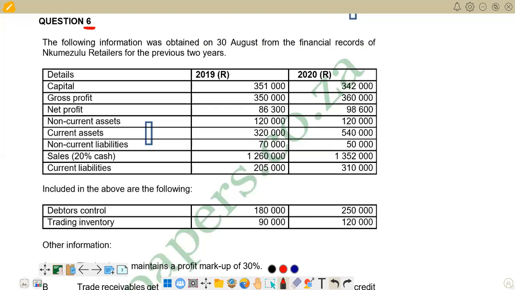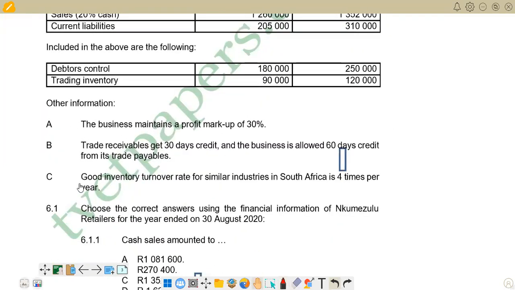Then we also have additional information from other information that we are having here. The information that we are having is from A to C. That is our A, we've got the business maintains a profit markup of 30%. Then second one, B, trade receivables get 30 days credit, and the business is allowed 60 days credit from its trade payables. Lastly, we've got a good inventory turnover rate for similar industries in South Africa is 4 times per year.